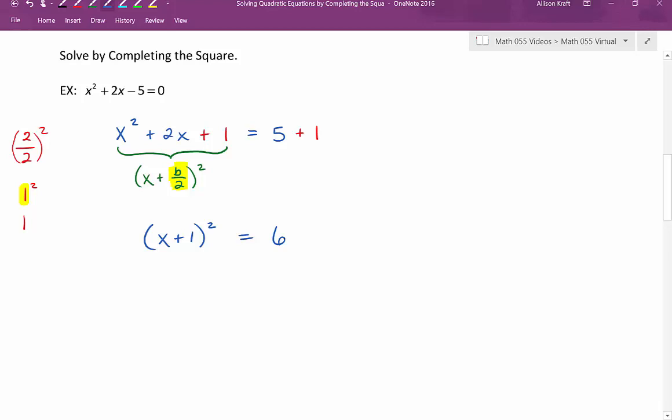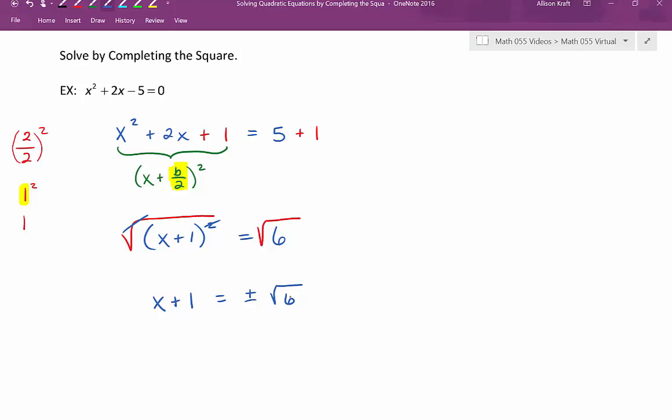Now we have an equation where we can solve using the square root property. I'm going to take the square root of both sides. On the left, the square and the square root cancel out, leaving us with x plus 1. And on the right, we'll have plus or minus the square root of 6. You want to try to simplify the radical. It turns out that the square root of 6 does not simplify.